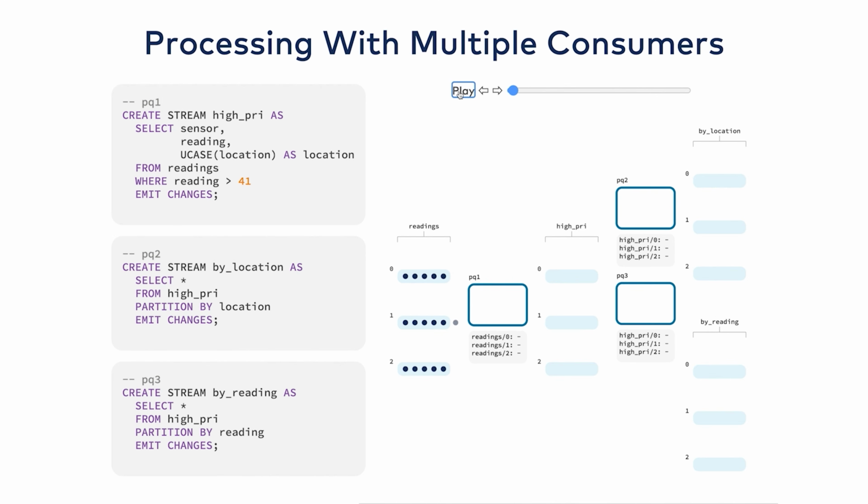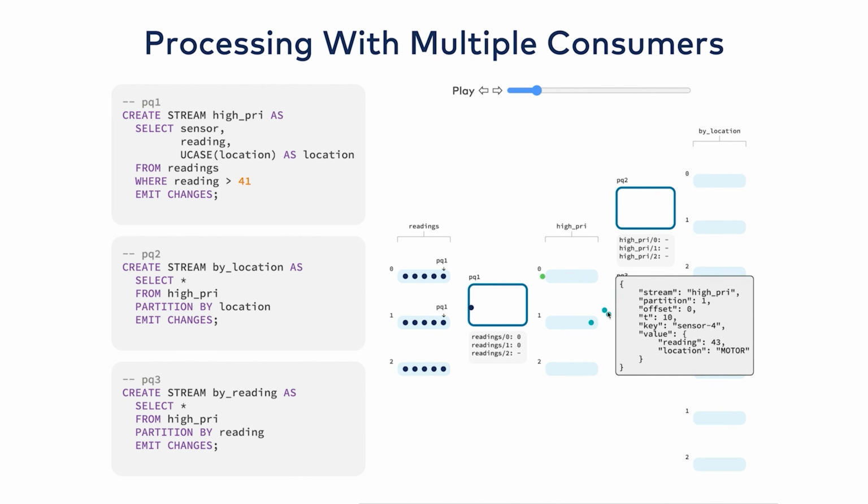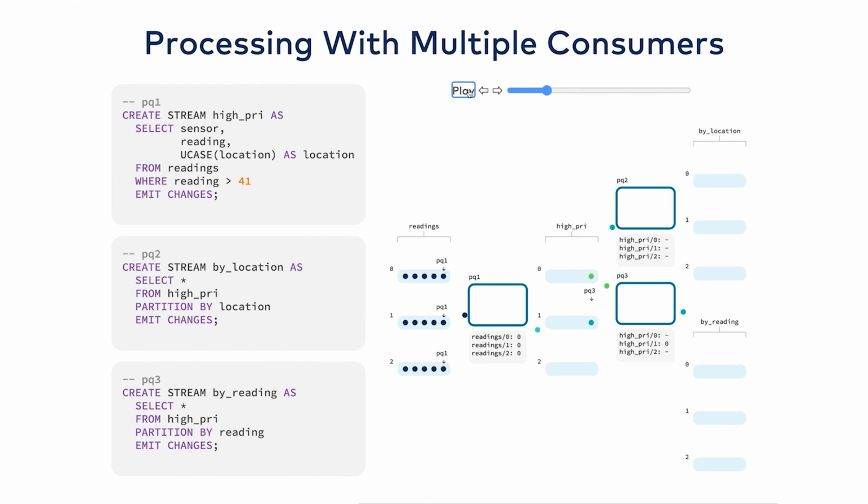I have a row that comes through, and both persistent queries read it. You can imagine they're on completely different servers. Two copies of the data are created. They're completely separate. A copy here and a copy here. These queries don't step on each other's feet. You get the scale out that you would come to expect with regular Kafka consumers, and everyone gets their own isolated copy of the data.